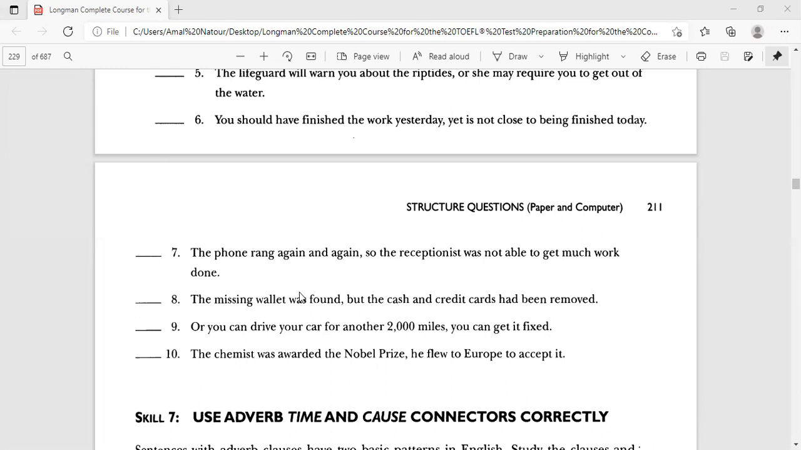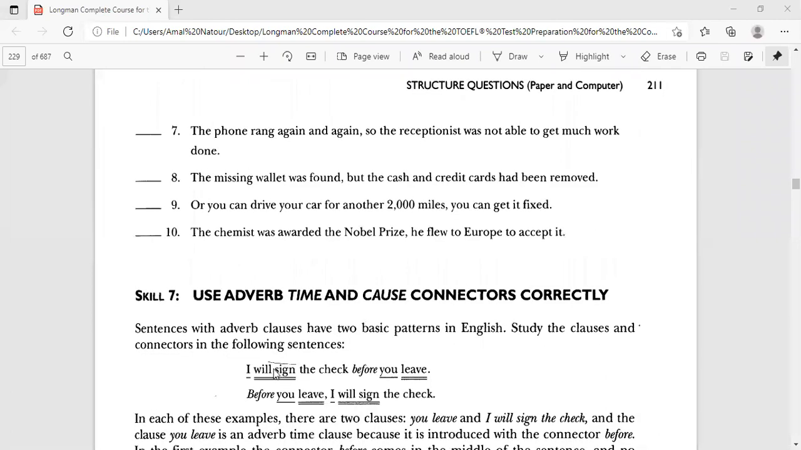I told you that these coordinate connectors come only in the middle of a sentence and they are preceded by a comma. Today we are going to talk about another type of connectors which are called adverb time and cause connectors. Sentences with adverb clauses have two basic patterns in English. Let's look at these two sentences.